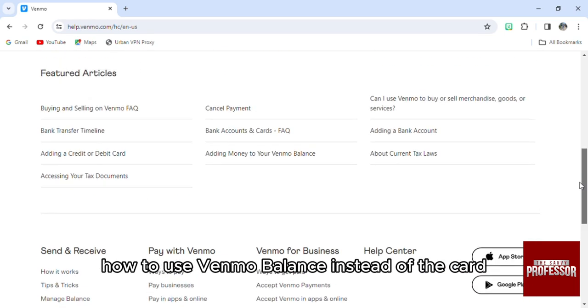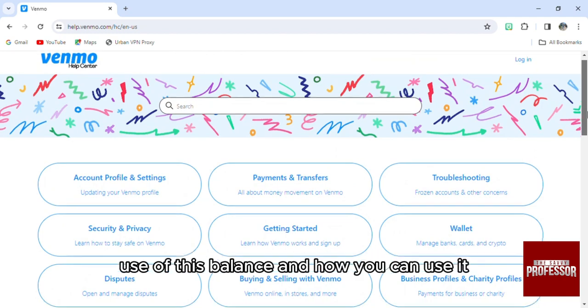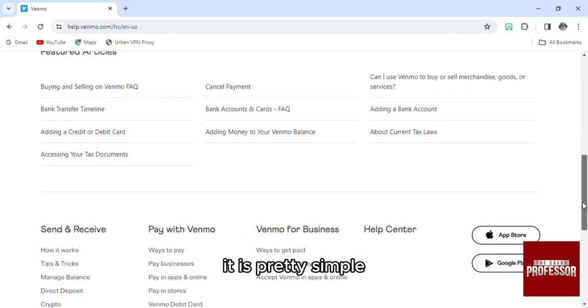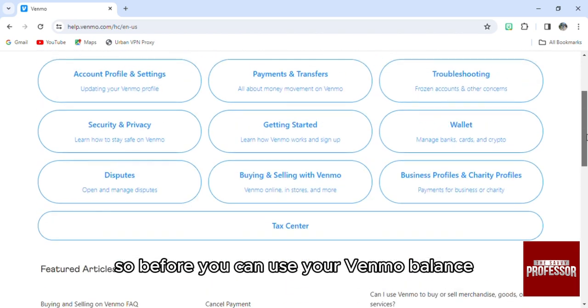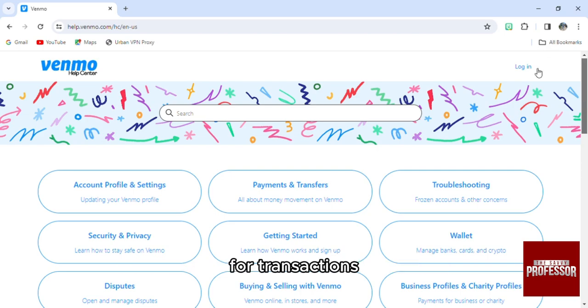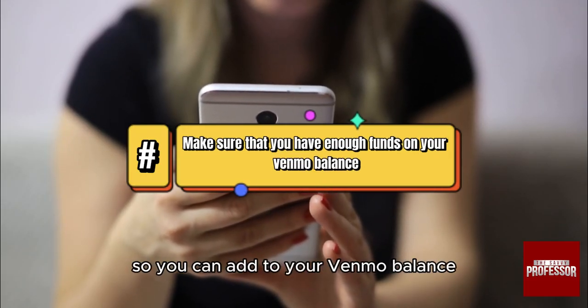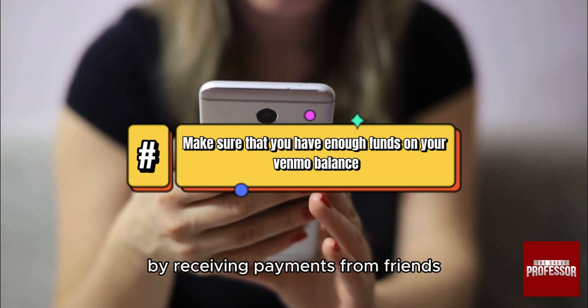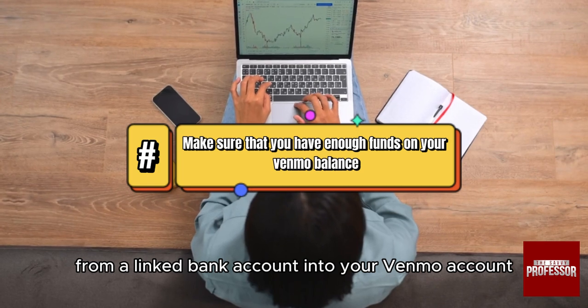instead of the card. So actually, if you want to know what is the use of this balance and how you can use it, it is pretty simple. Now first of all, of course, the first thing is to maintain a balance. So before you can use your Venmo balance for transactions, you need to have funds available. So you can add to your Venmo balance by receiving payments from friends or transferring funds from a linked bank account into your Venmo account.